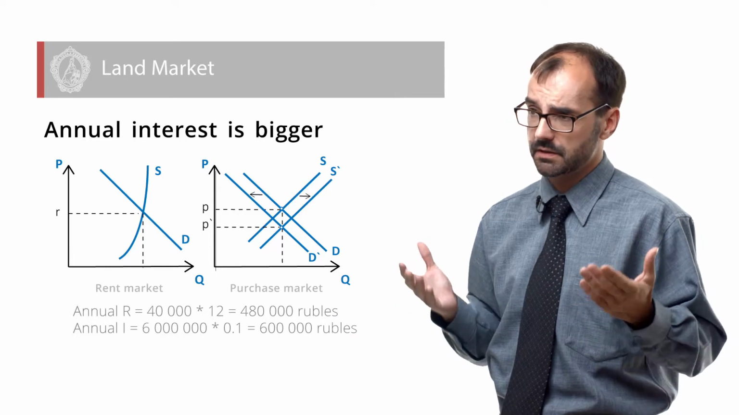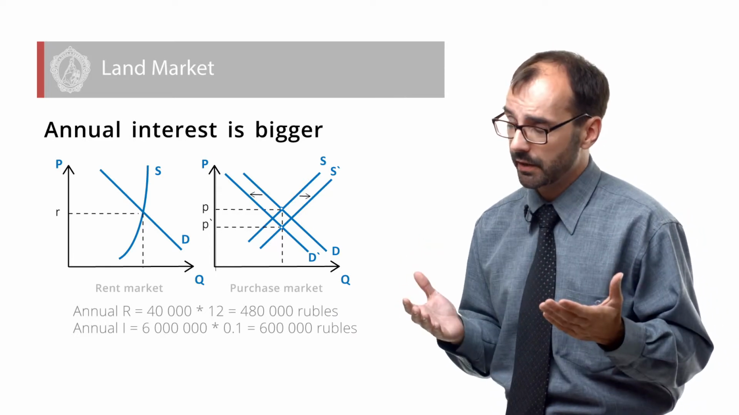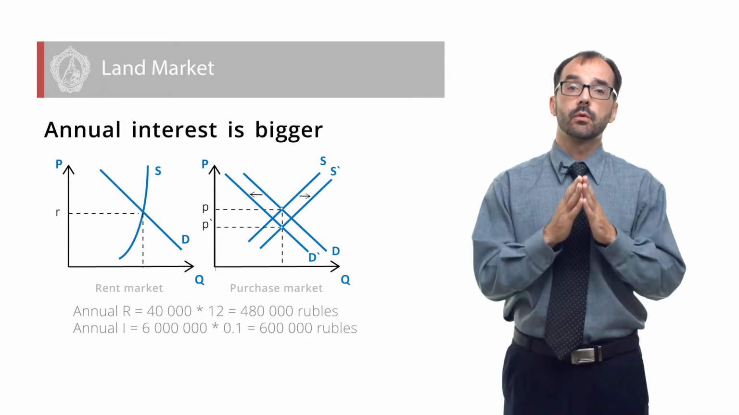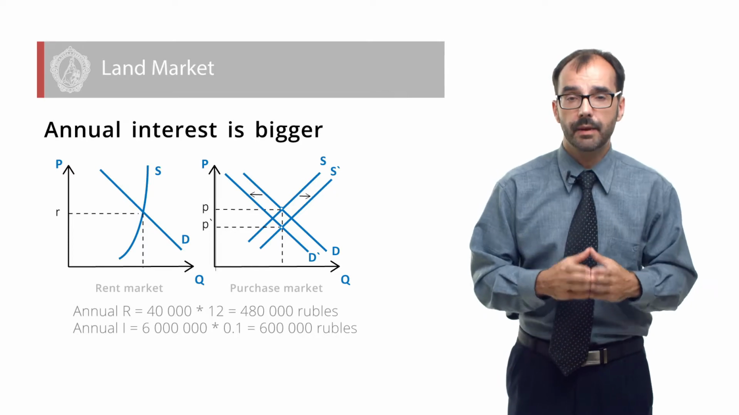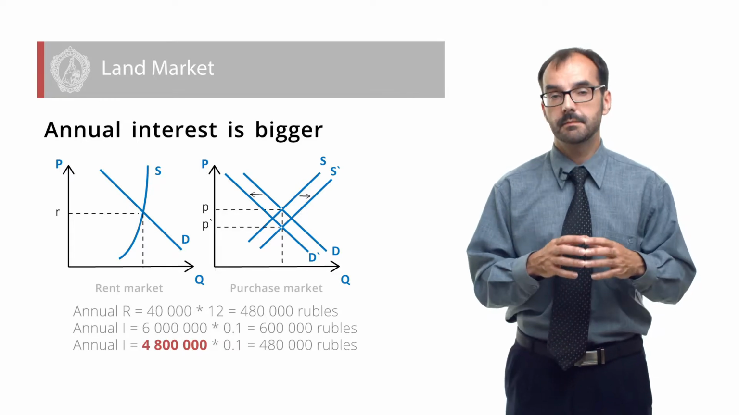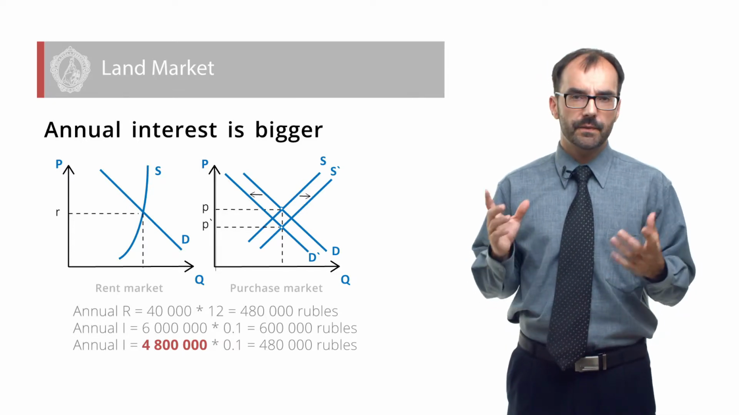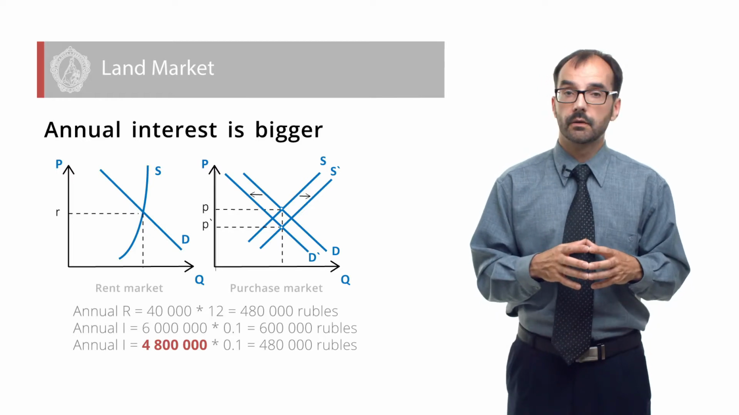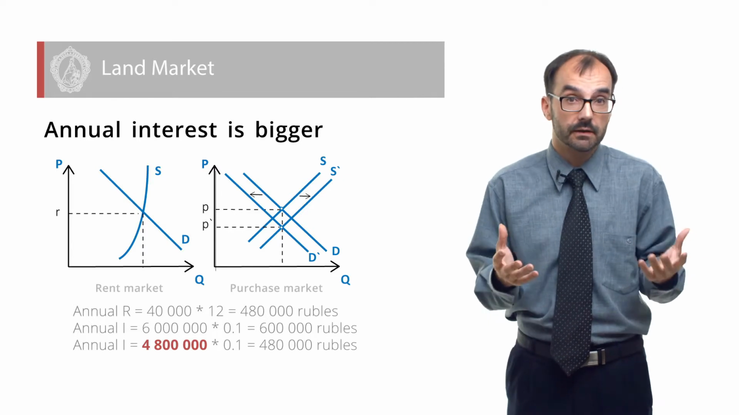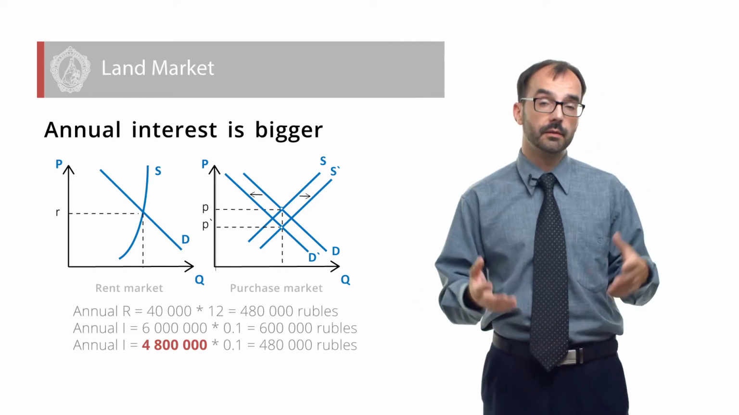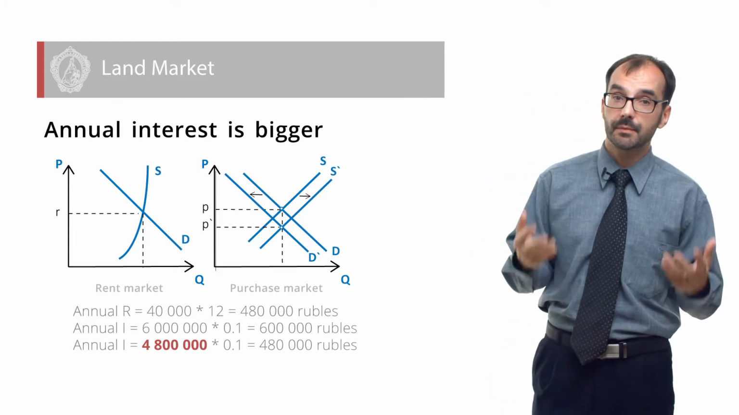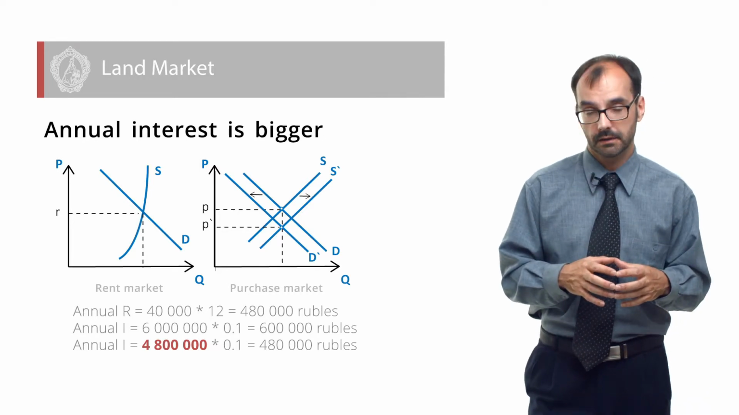When will this process stop? When the purchase price drops to the level where the annual interest income becomes equal to the annual rent payments. It means the price of 4.8 million. If you put this money in the bank, you will earn 480,000 rubles per year. So it becomes equivalent to put money in the bank or to buy the property. This is a point of indifference, or equilibrium, in the property rights market.